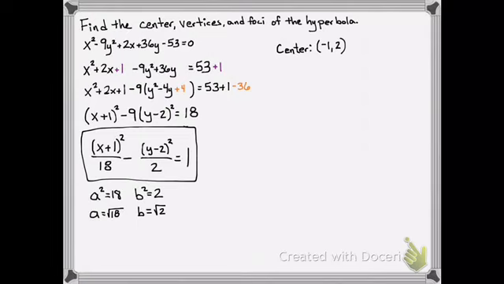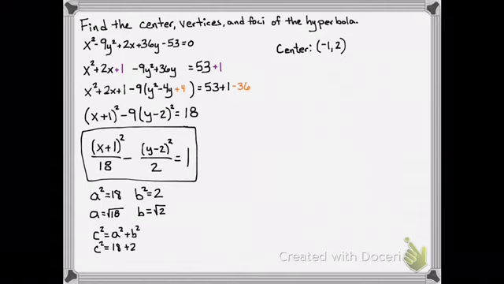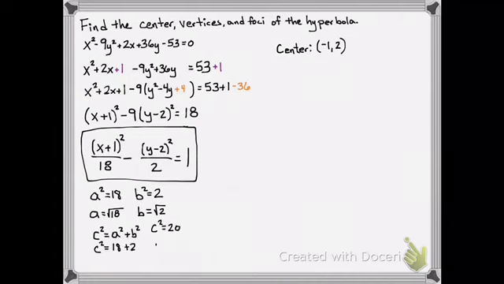To get c, we have our formula. It is the Pythagorean theorem. c squared is equal to a squared plus b squared. And so if I plug those values in, a squared is 18 and b squared is 2. And so that tells me that c squared is equal to 20, which tells me that c is equal to the square root of 20. Again, feel free to simplify that or not. I don't care.